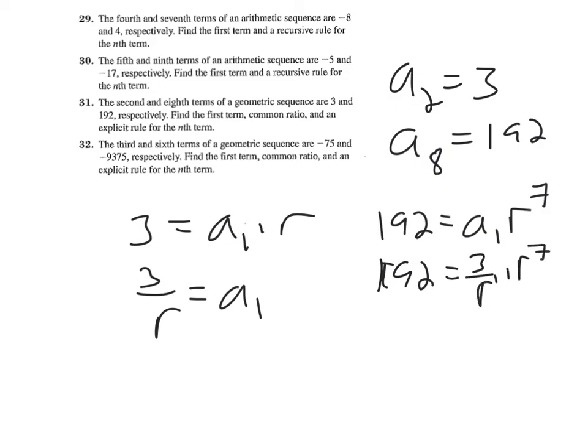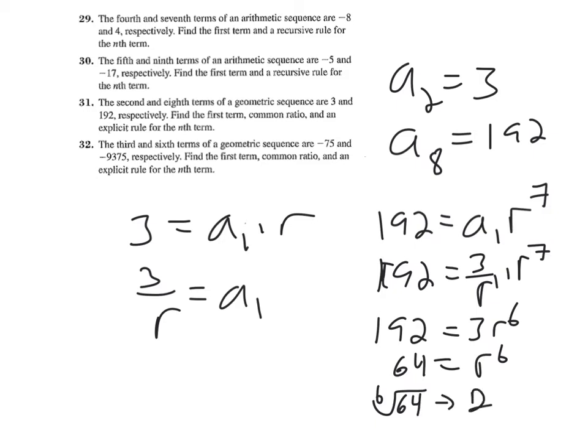See how much easier this is? Now, if I have an r to the 7th divided by an r, isn't that r to the 6th? So 192 equals 3 times r to the 6th. 192 divided by 3 is 64. And the 6th root, I know that 2 to the 5th is 32, and 2 to the 6th has to be 64. If you didn't know that, you'd have to do the 6th root of 64. So you would get that r equals 2. And since we know r equals 2, a sub 1 is 3 over 2.